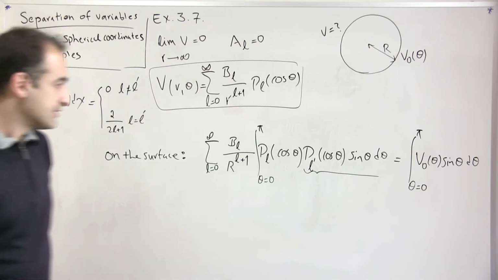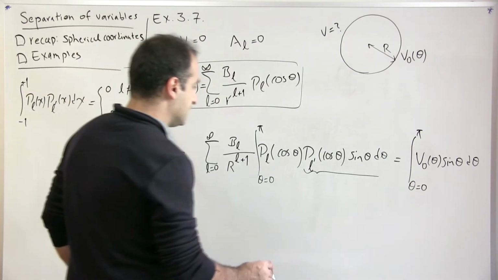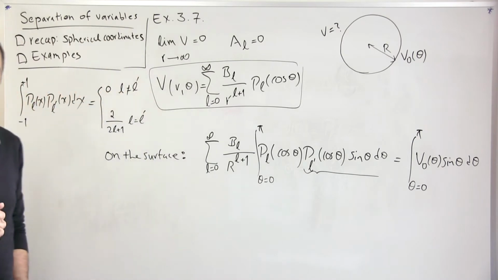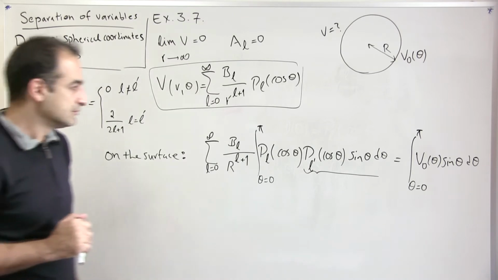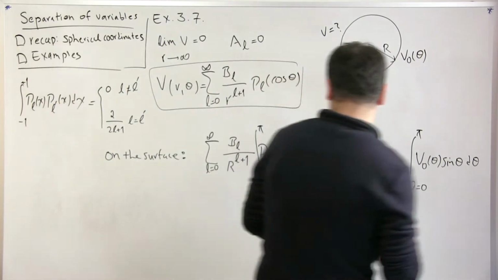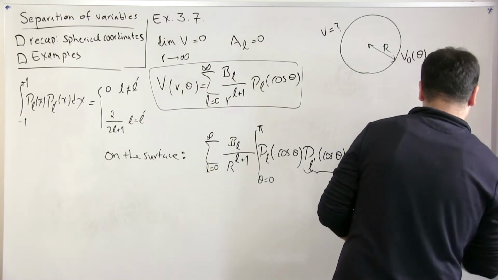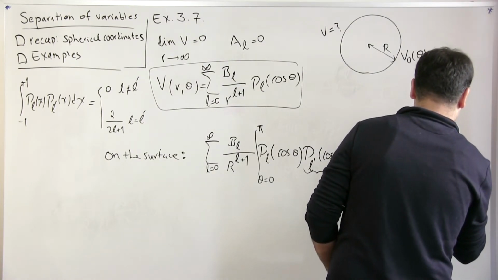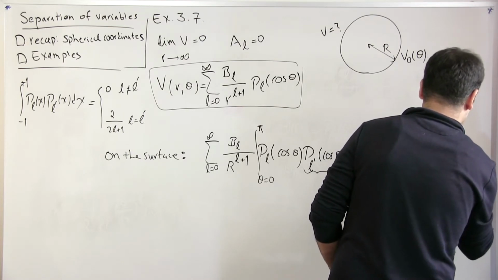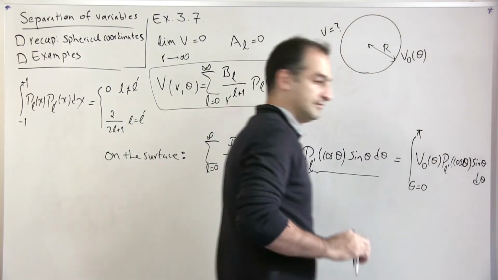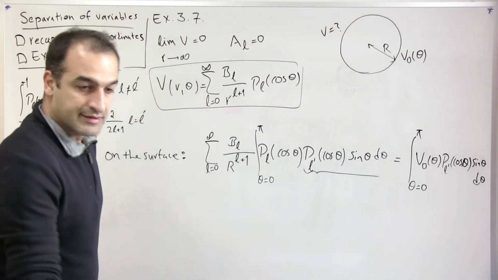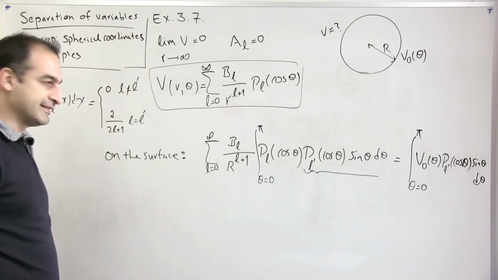Okay, so with this one, Professor, I have a question. Sure. Sorry, why are you not multiplying by PL prime on the right side? In fact, I should be. I just missed that. Thank you. PL prime cos theta sine theta d theta. Sounds good? Thanks for catching that.